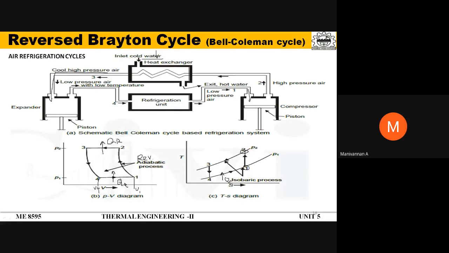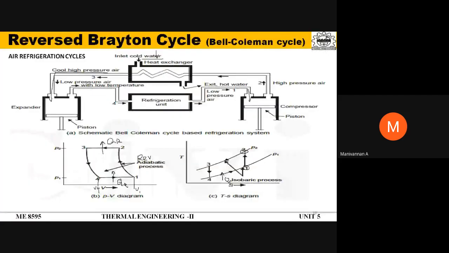Again, this air will be circulated to the refrigeration unit. This expansion process 3 to 4, assuming an ideal process, is a reversible adiabatic process, so the entropy remains constant. So 3 to 4 is a reversible isentropic expansion where entropy remains constant, so S3 will be equal to S4. This cycle is called a reversed Brayton cycle.